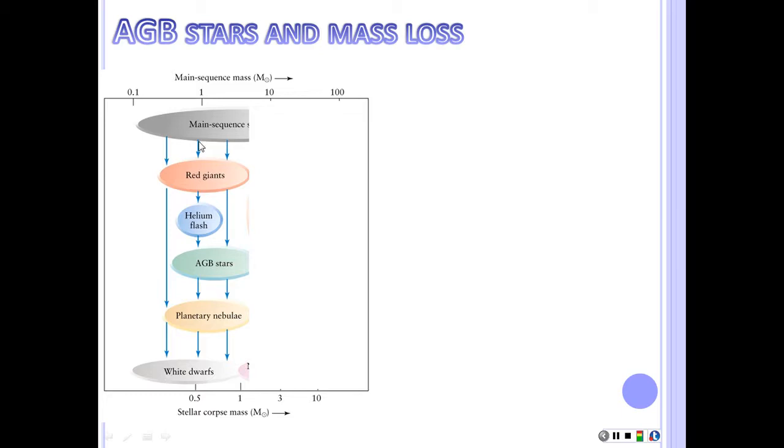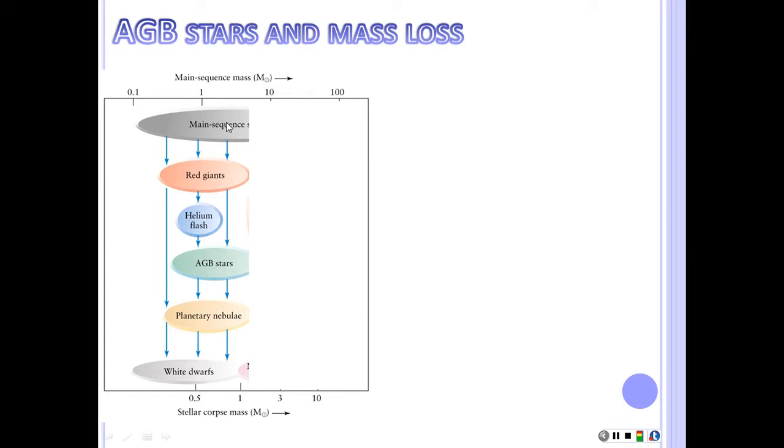If you've got something at the low end of the intermediate masses, so around 1 solar mass, it goes through the red giant phase, but then you get the helium flash, and then an AGB star, planetary nebula, and a carbon-oxygen white dwarf. This is just what's left over. This is the core of the star that's left over.